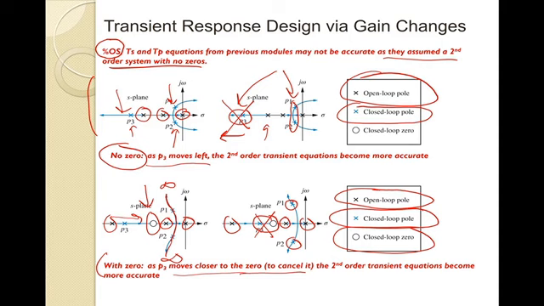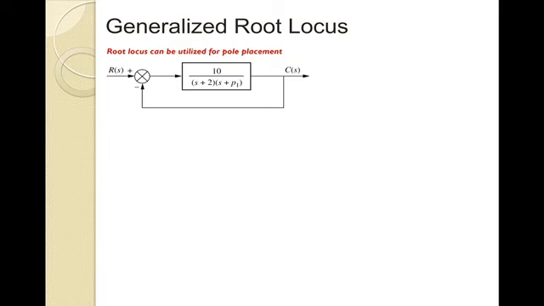So again, just wanted to bring this information forward, and so we can use this to our advantage to design with some specific transient response goals that we may have imposed on us. So, in terms of a generalized root locus, we can also do this for pole placement. So in this case, we look at our open loop characteristic. It's a second order system.